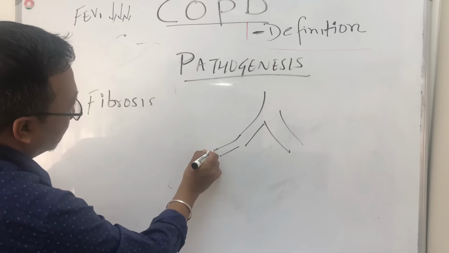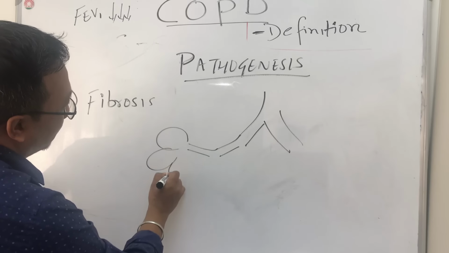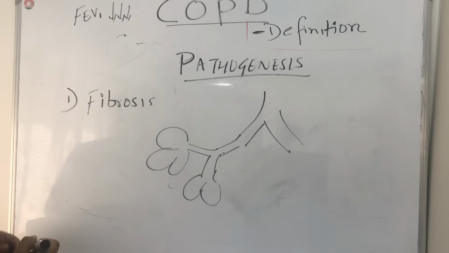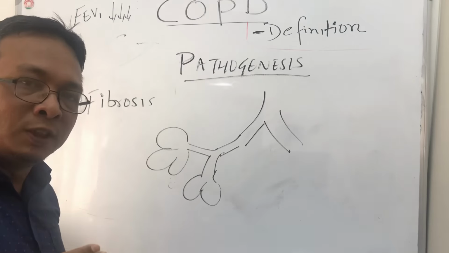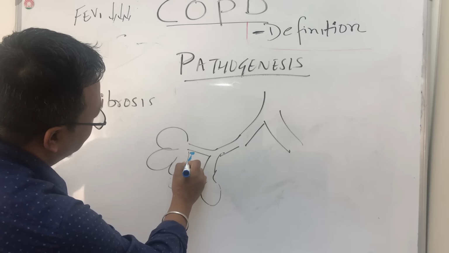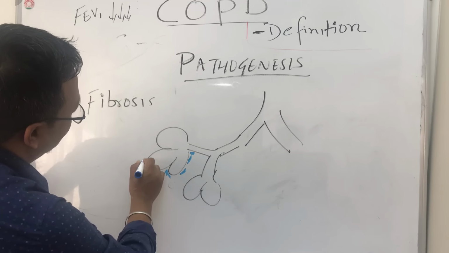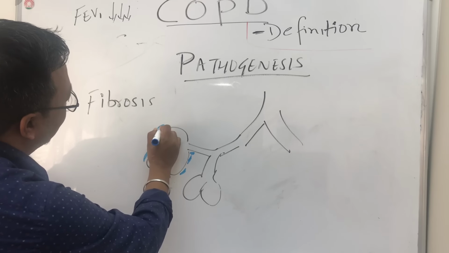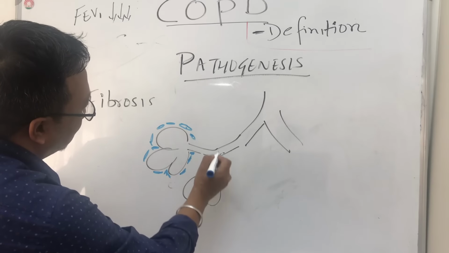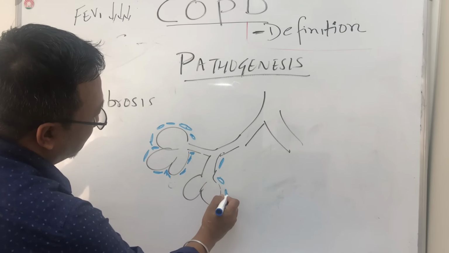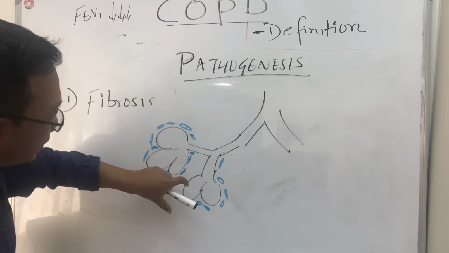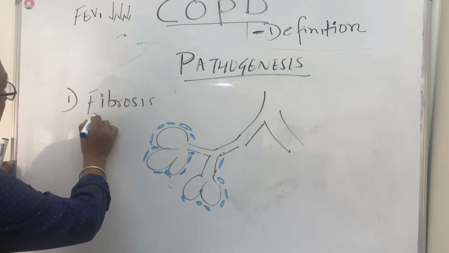and these are the alveolar sacs. Whenever there is any deposition of connective tissue in the extracellular matrix, it can be due to a healing process or it can be due to a pathological inflammation process. So whenever there is any deposition of connective tissue in the extracellular matrix, we call it fibrosis.